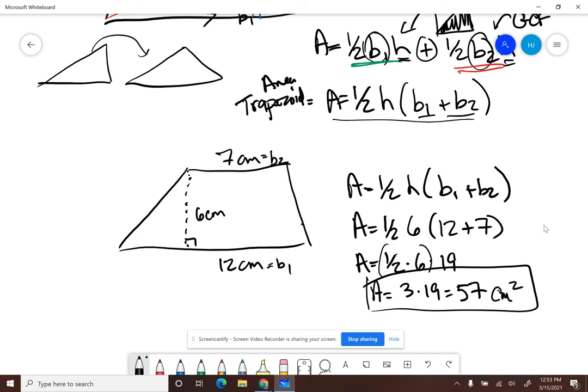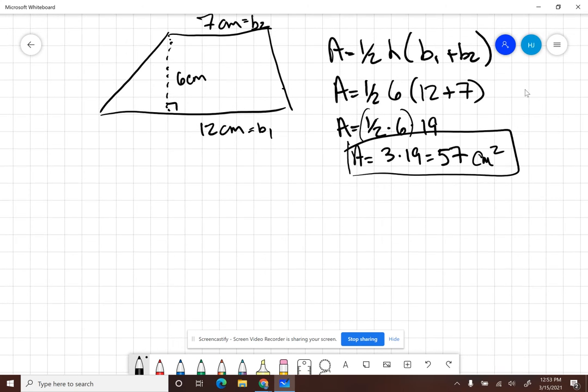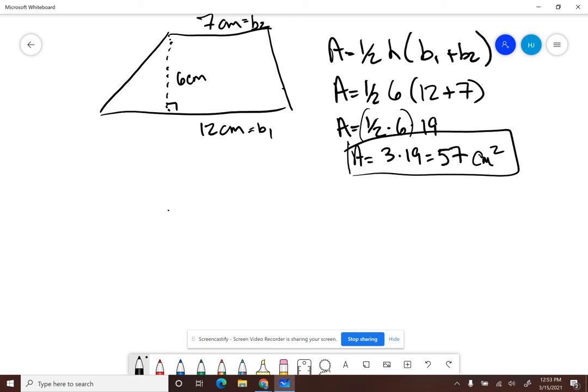Okay. One last example before we go today is I want to look at one where they're going to give you the area and you have got to try to figure out what the side length is. All right, so we're given this is 130 centimeters squared.